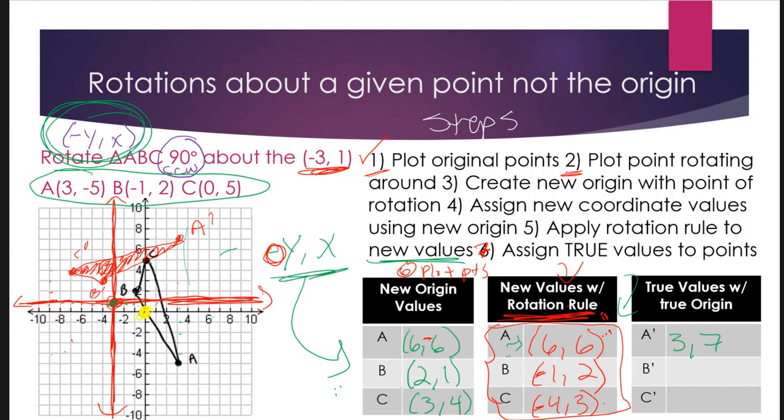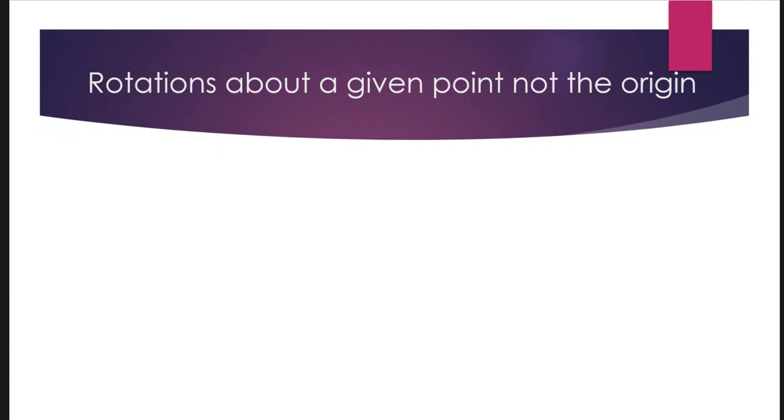B prime is from the real origin, 4 to the left and 3 up, so -4, 3. And C prime is 7 to the left and 4 up. So this would be your actual final answer. All right, so I have one more of these on the next slide.